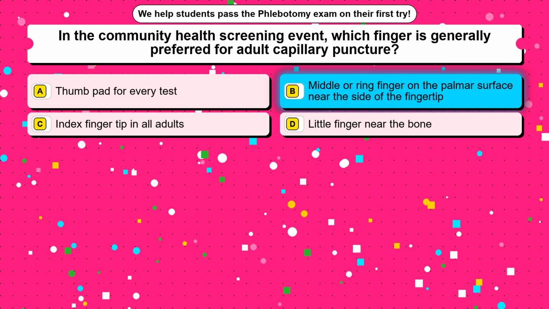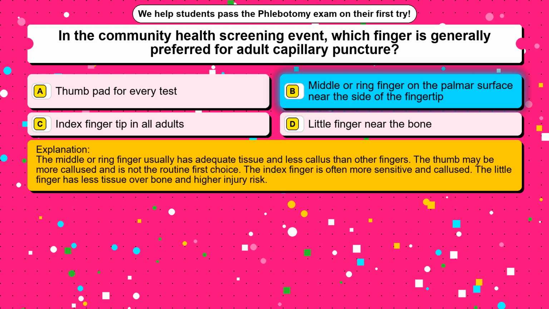The correct answer is option B. Middle or ring finger on the palmar surface near the side of the fingertip. The middle or ring finger usually has adequate tissue and less callus than other fingers. The thumb may be more calloused and is not the routine first choice. The index finger is often more sensitive and calloused. The little finger has less tissue over bone and higher injury risk.